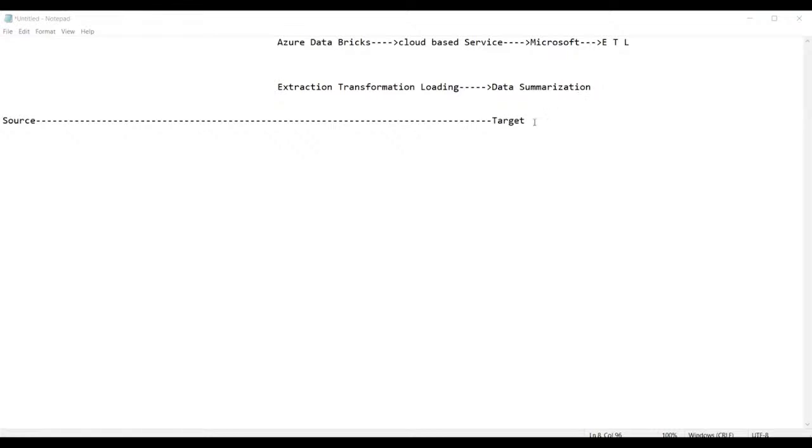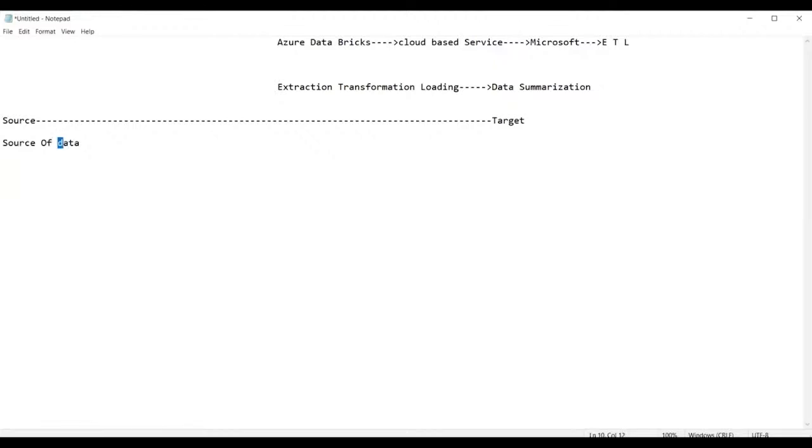Source is nothing but actually the source of data. That is a place from where we get the data, called the source of data. A place from where we get the data is called what? Source of data. Yes, guys, source of data.